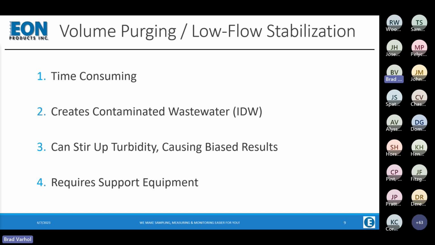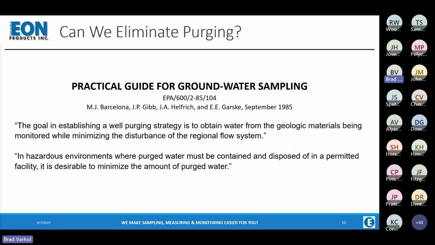So the question really is here, can we eliminate purging as part of the well sampling process? Let's go back to the EPA back in 1985 when they were writing their very first guidance on environmental sampling of groundwater monitoring wells. They told us a couple of things. They said the goal in establishing a well purging strategy is to obtain water from the geologic materials being monitored while minimizing the disturbance of the regional flow system.